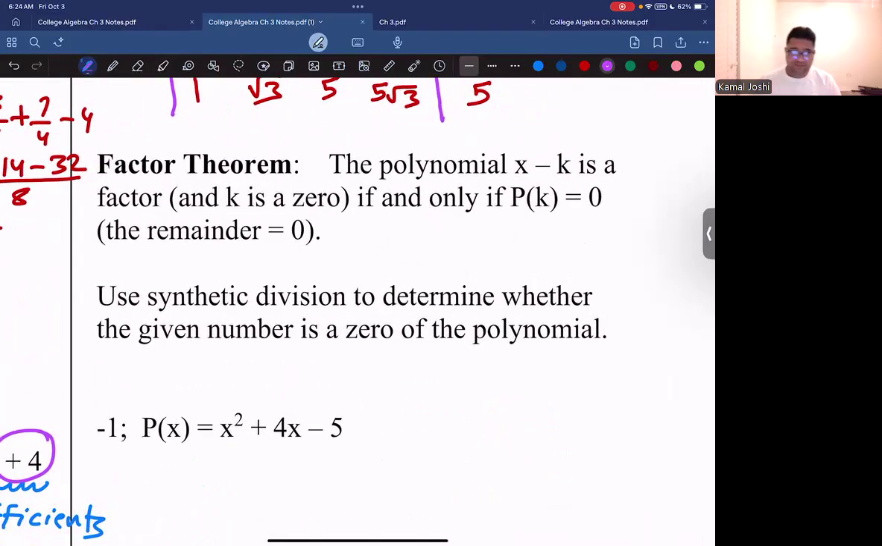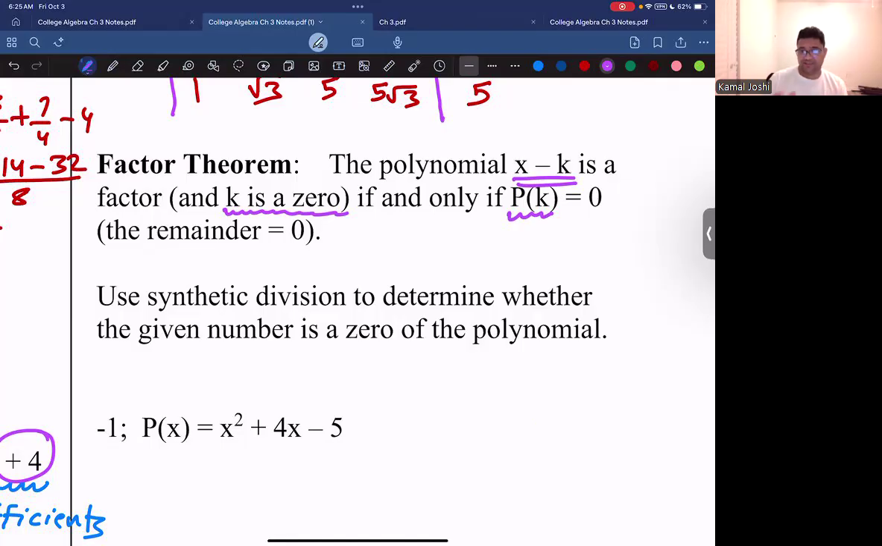The polynomial x minus k is a factor, and k is a 0, by the way. If x minus k is a factor, then k is a 0. If it is a factor, then if you set it equal to 0, you will get x minus k equal to 0, and you get x equal to k as a 0 of the polynomial. If and only if p of k is 0. Why? Because p of k is the remainder by the remainder theorem.